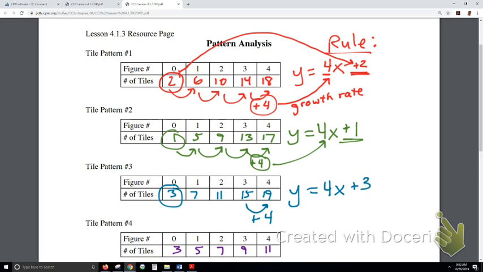Okay, then we get to the last one here. Again, how many is it growing by? From 9 to 11, I'm adding 2, so it's going to be a 2x. This is going to be the only one that's different from the other 3, where the growth rate is actually 2. It's adding 2 tiles every time I increase. And then I find my 0th figure, and it has 3 tiles, so I write plus 3. And there you have it. Those are the 4 rules, one for each pattern.